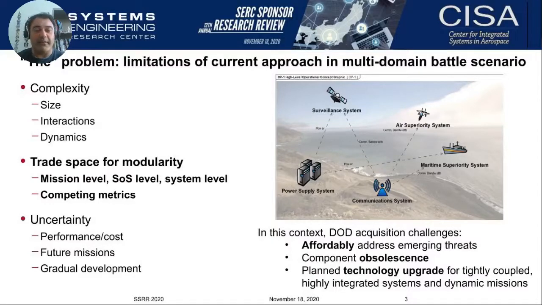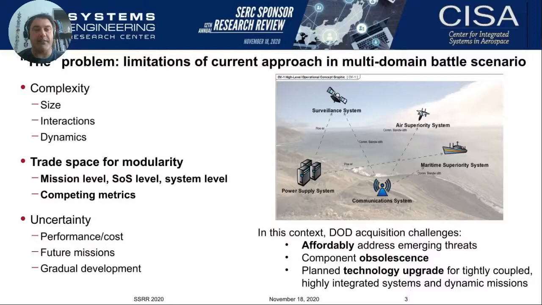So first of all, what is the problem that we started from? This project is approaches to achieve benefits of modularity in defense acquisition. So the first thing is what kind of problems we are addressing that we can use modularity in. What we looked at is multi-domain battle scenarios, complex system of systems, and complex mission engineering problems where the complexity is due not only to the size of the problem, but also to the interactions, to the dynamics, to the fact that this is an evolving scenario.